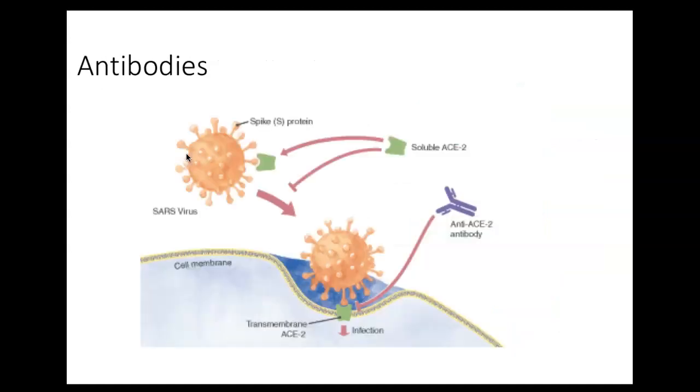The other thing that's being done right now, like I said a minute ago, is that they're begging people who have recovered from COVID-19 to please donate their plasma, because plasma will have the antibodies that will fit the proteins on the coronavirus really well, blocking it from ever making contact with that ACE2 receptor.